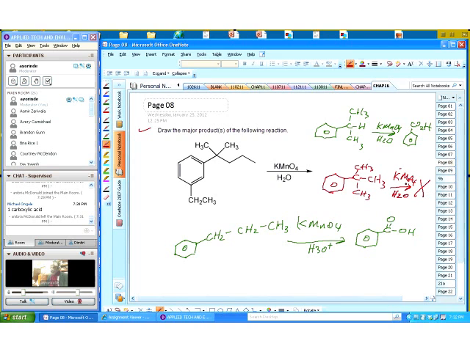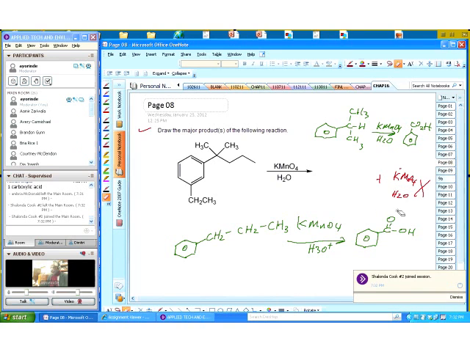The only time when you have this carbon, which is attached to the benzene ring, the only time it will be oxidized to the carboxyl group is when that carbon is attached to hydrogen. Okay, now that we've given you that bit of information, let us come back here to answer this question. So what will be the product here?